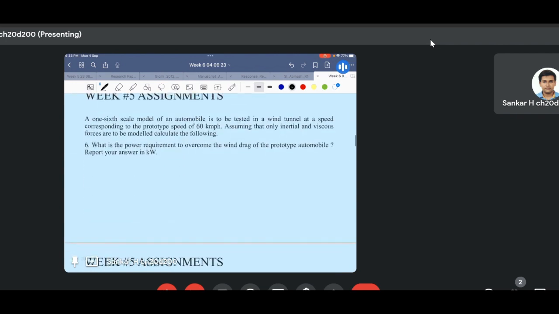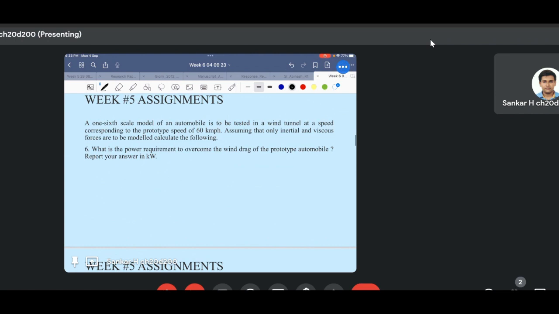Okay, let's move on to question number 6. What is the power requirement required to overcome the wind drag of the prototype automobile? Report your answer in kilowatts. How will we do this question? I'll give you a minute to think about it before I give you the answer myself.